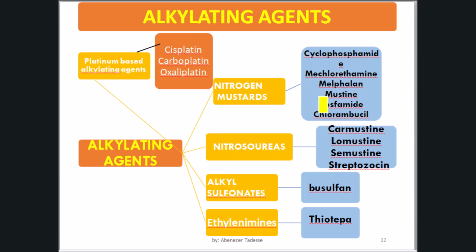One example of the nitrogen mustards is cyclophosphamide; mechlorethamine, also called mustine, ifosfamide, and chlorambucil are the prominent examples. The other group is nitrosoureas. These drugs include carmustine, lomustine, semustine, and other drugs categorized under this classification.